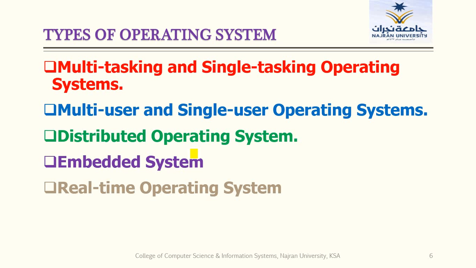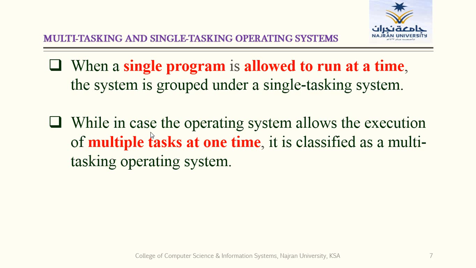Then we discussed the 5 different types of operating system: multitasking and single tasking operating systems, multi-user and single user operating systems, distributed operating system, embedded operating system and real-time operating system. As the name shows, a single tasking operating system is allowed to run a single program at a time, but in a multitasking system we can execute more than one task at the same time.